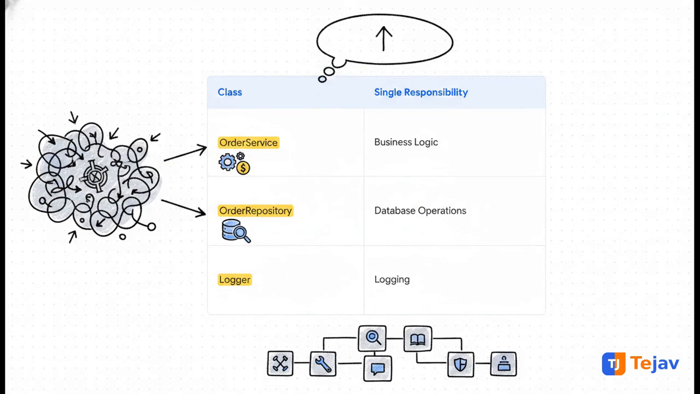And here's the beautiful, clean solution. We just broke that God class up. Now we have an OrderService that only cares about business logic. We have an OrderRepository that only deals with the database, and a Logger that, well, it only logs. See, each class has exactly one reason to change. It's so much better, right?